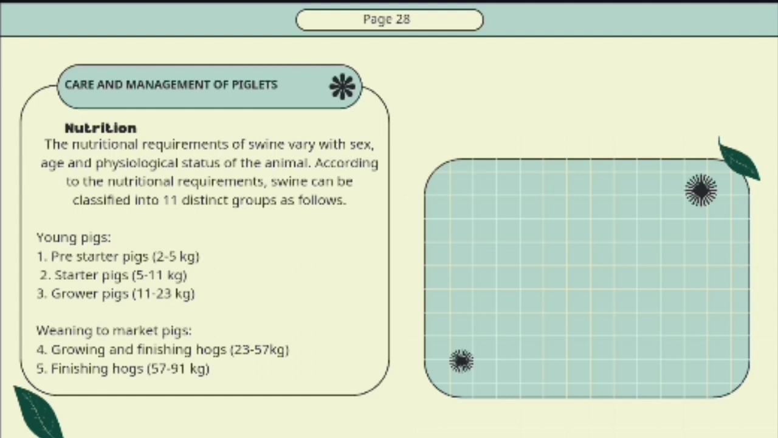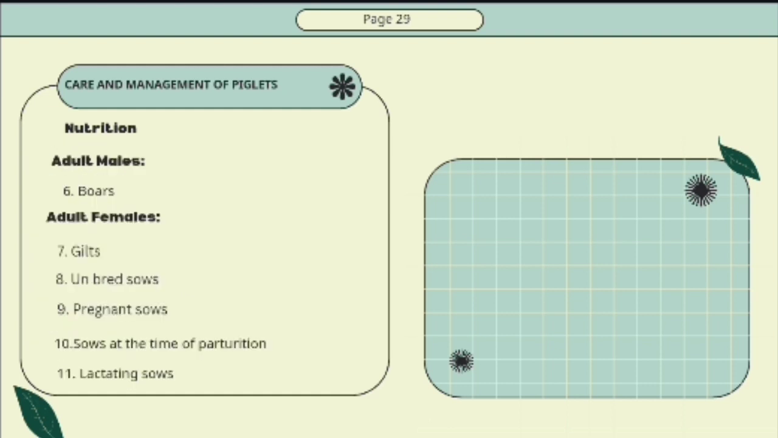Also in weaning to market pigs, growing and finishing hogs with 23 to 57 kilograms, and finishing hogs of 57 to 91 kilograms of swine. As we all know, adult males are called boars, and adult females are called gilts and breeding sows, pregnant sows, or lactating sows.